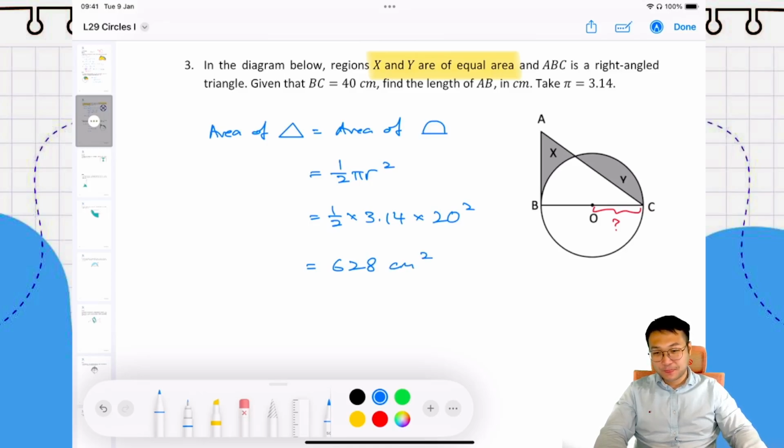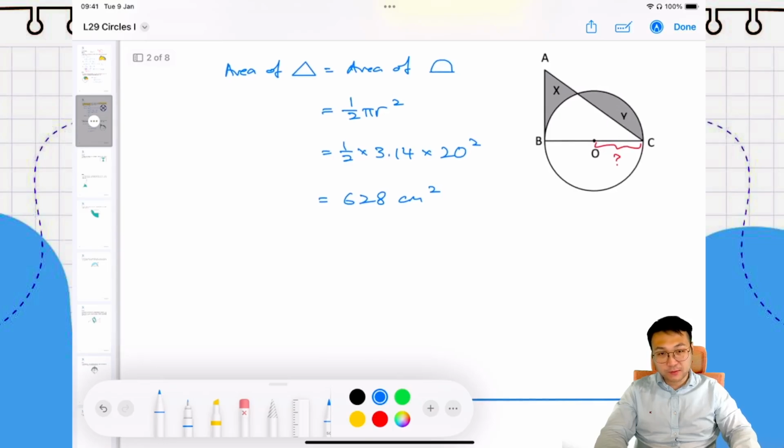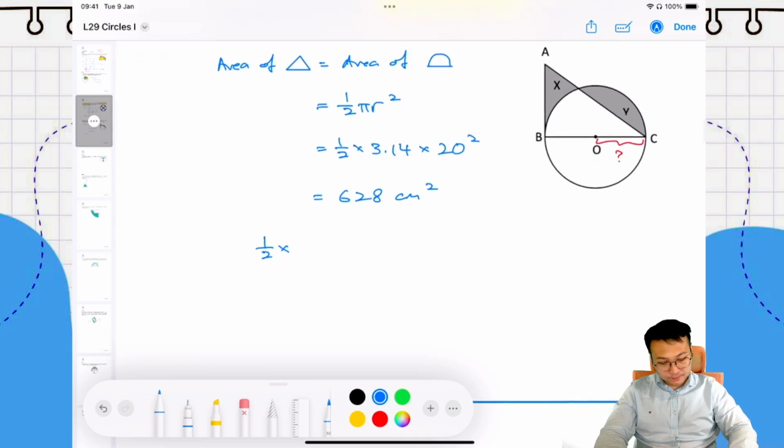So now you know the area of the triangle. Once you know the area of the triangle, what is the formula to find the area of a triangle? Half times base times height. What is the base of that triangle? 40. And the height is AB, and we are trying to find AB. So we know that half times base times height is 628 cm squared. Let's simplify this first. Divide by 2, divide by 2. So 20 AB equals 628. So what is AB? 628 divided by 20. Very good. Which will give us 31.4 cm. You got it. Well done.